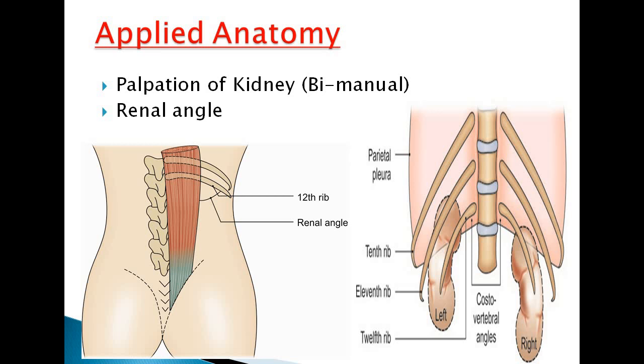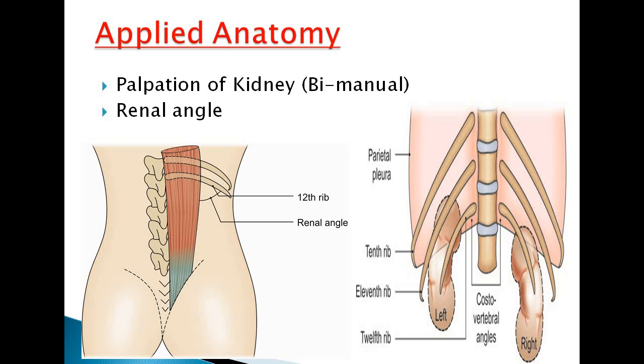Palpation of the kidney bimanually. A normal kidney of an average built individual is usually not palpable, but in a thin subject, the lower part of the kidney may be made palpable during deep inspiration by placing two hands, one in the loin region and one on the anterior abdominal wall. So this examination is called the bimanual examination for palpating only the lower part of the kidney.